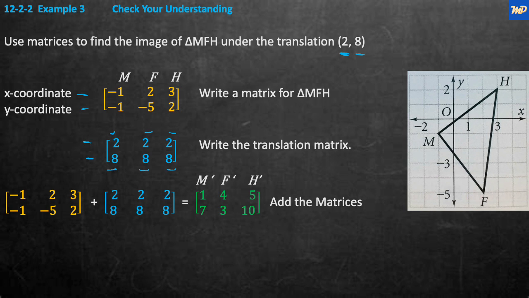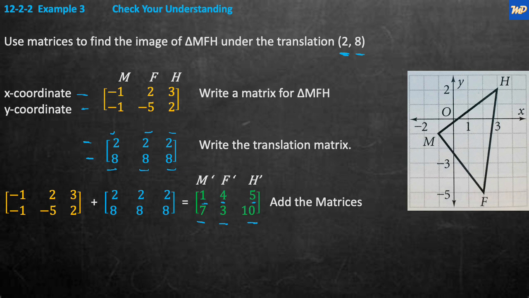So now we add them together. Negative 1 plus 2 is 1. 2 plus 2 is 4. 3 plus 2 is 5. Now on to the y values. Negative 1 plus 8 is 7. Negative 5 plus 8 is 3. And 2 plus 8 is 10. That's our new matrix, and here are the values: M prime, F prime, and H prime. This triangle would move accordingly in that translation, but I'm not asking you to draw it.